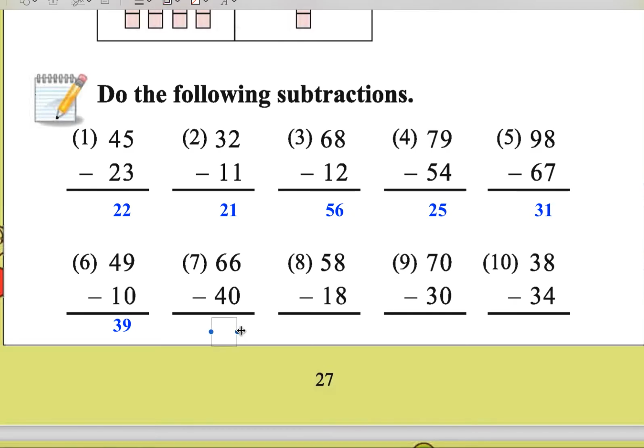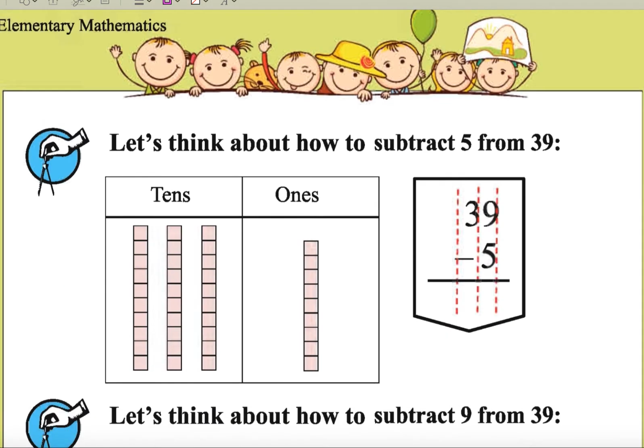So 6 minus 0 is 6, 6 minus 4 is 2. 8 minus 8 is 0, 5 minus 1 is 4. 0 minus 0 is 0, 7 minus 3 is 4. 8 minus 4 is 4, 3 minus 3 is 0, so 4 only. Pretty simple, isn't it?